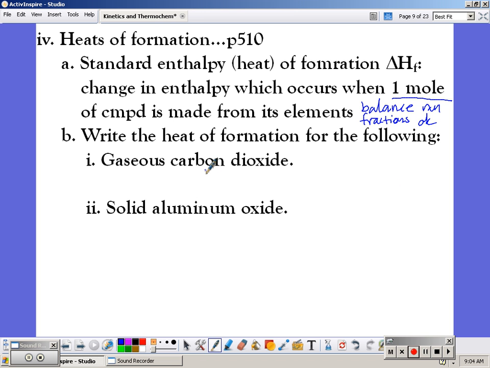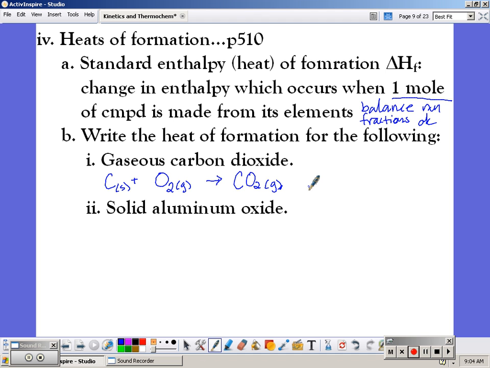So in our first example here, we want gaseous carbon dioxide. So our product then is going to be CO2 as a gas. Now what elements make up CO2? You have carbon and oxygen. Oxygen is a diatomic. Carbon is a solid at room temperature, and oxygen is a gas at room temperature. This reaction happens to be balanced as is.